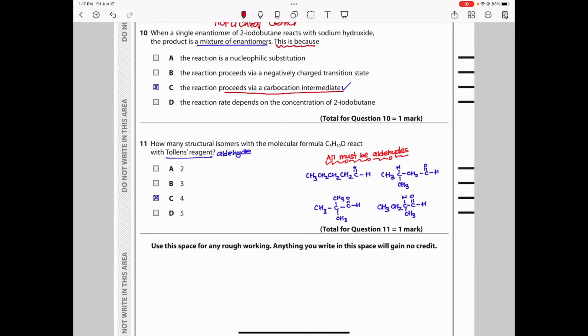So question 11 says, how many structural isomers with the molecular formula given react with Tollens' reagent? One key thing is Tollens' reagent is ammoniacal silver nitrate. It contains silver in the +1 oxidation state. When it reacts with aldehydes, a redox reaction takes place and the silver ion is converted into silver metal, which is a solid. And this is why we see the silver color, the silver mirror. So if Tollens' reagent is reacting with something, that thing should be an aldehyde. And the 4 possible aldehydes I got were these, meaning there are only 4 aldehydes. So the answer for question 11 is C. Let's continue to question 12.